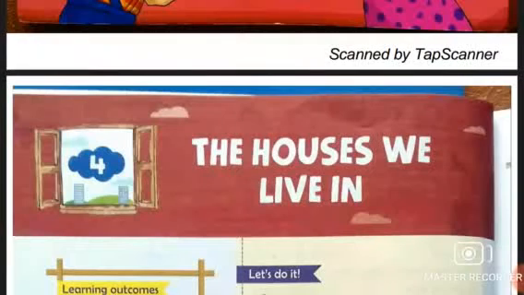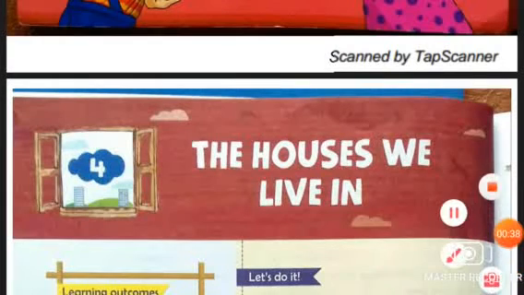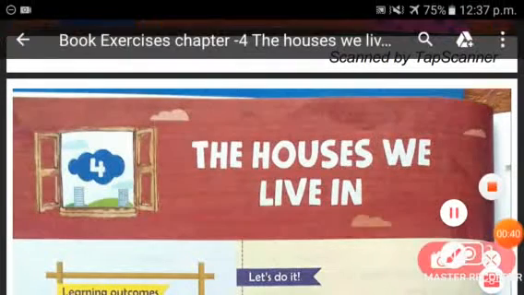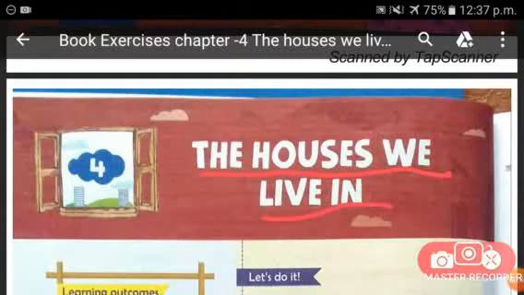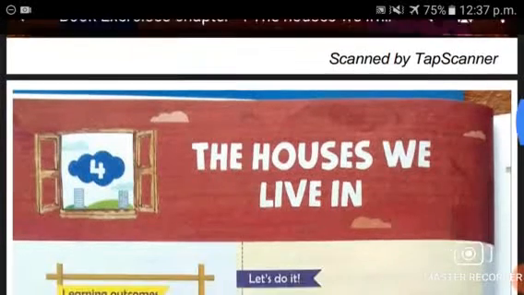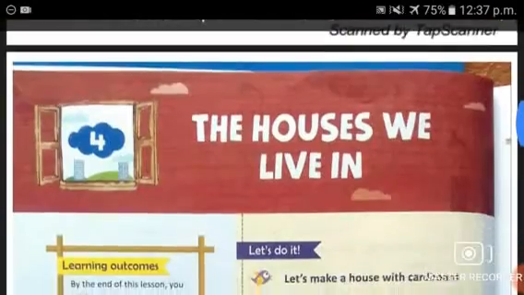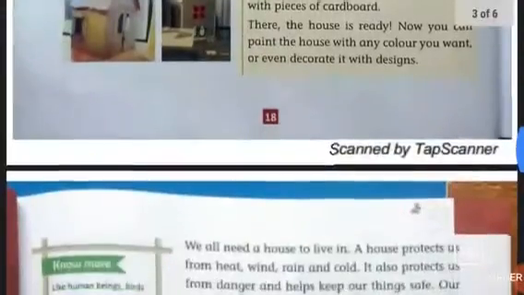So students, in our previous videos we had completed the chapter 4 explanation and word meanings of chapter 4, The Houses We Live In. We had totally understood the chapter, so today we are going to fill in the book exercises. Please take out your book and open page number 18.